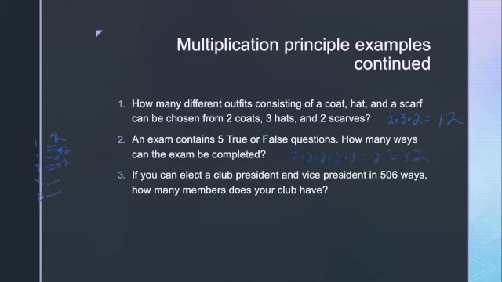Now, if you can elect a club president and vice president in 506 ways, how many members does your club have? So we would have x choices for our president, and then x minus 1 choices for our vice president. So let's go ahead and multiply this together. So I get x squared minus x equals 506. So I need to go ahead and solve this.